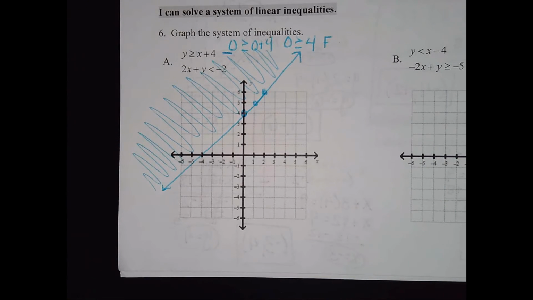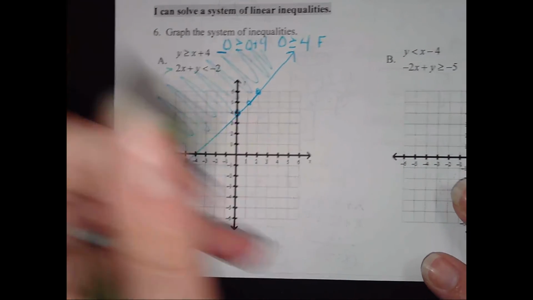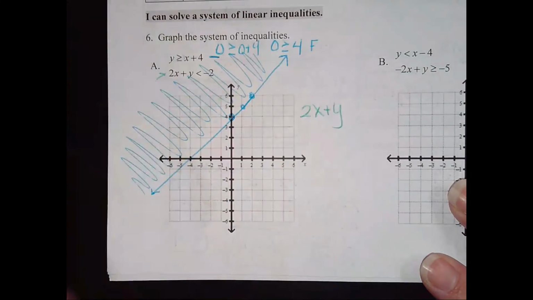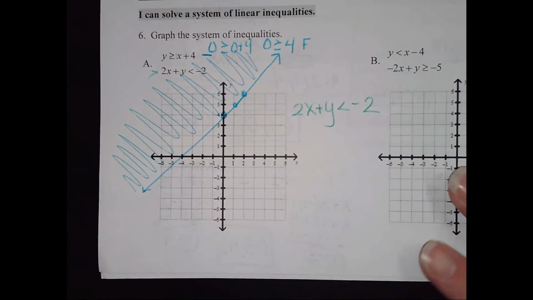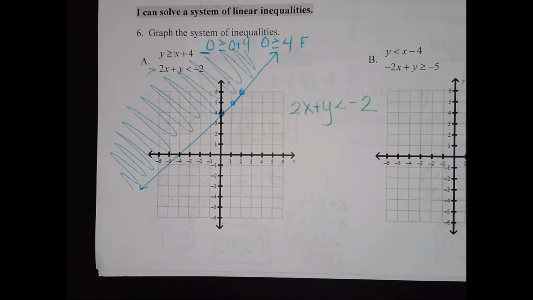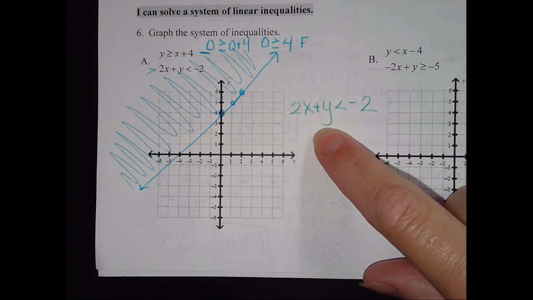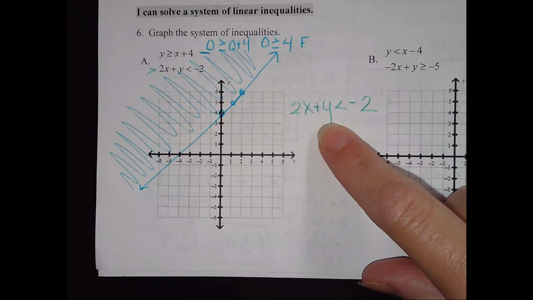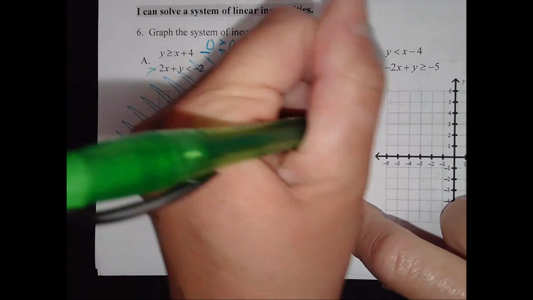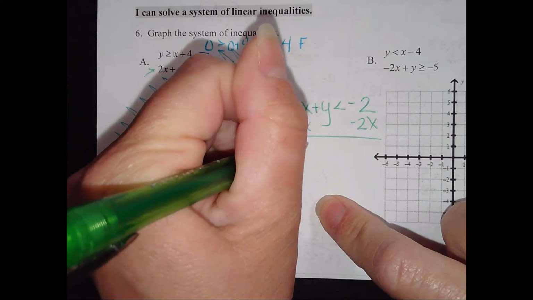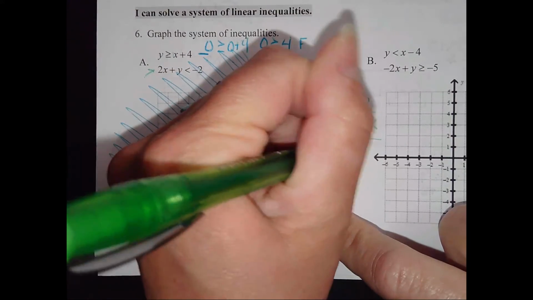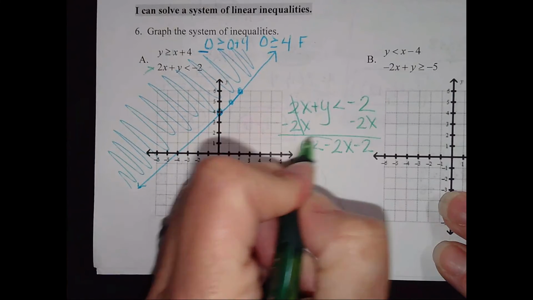Then, I'm going to use green. We have 2x plus y is less than -2. So to graph this one, if this were back in February, you guys would just want to find the intercepts, but we're not going to do that this time. You want to get this in slope-intercept form. So how would I get y by itself? Subtract the 2x. So then you would have y is less than negative 2x minus 2. This is what we are going to graph.